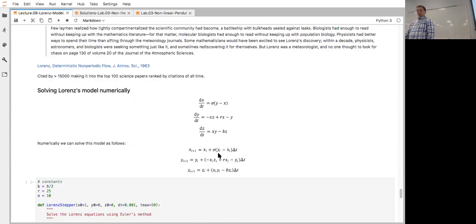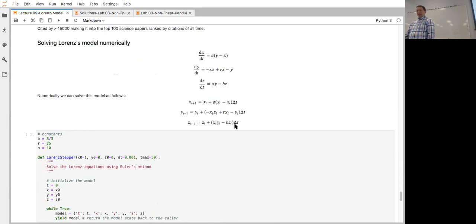I'll come up with the text at the end. Let's solve this numerical model.